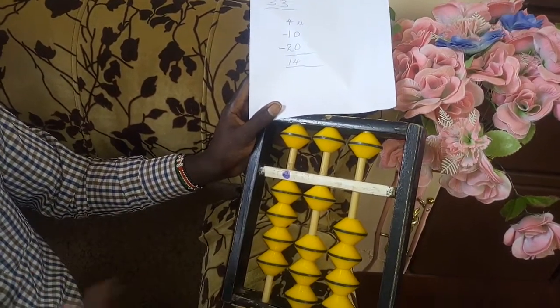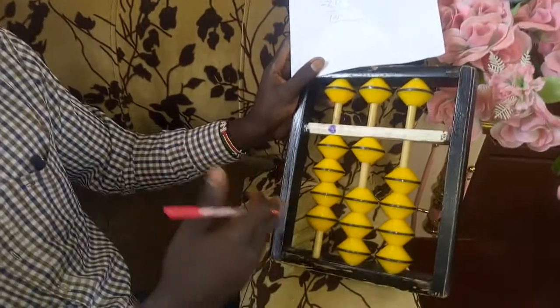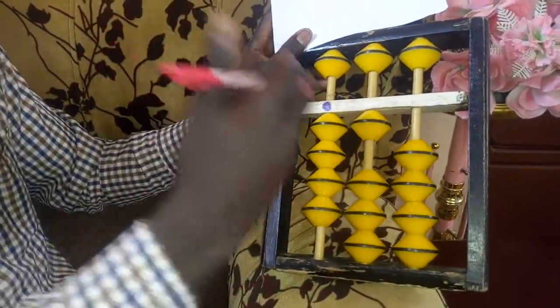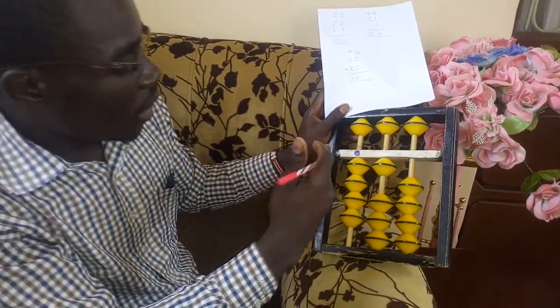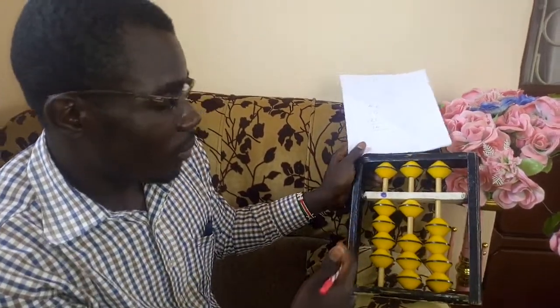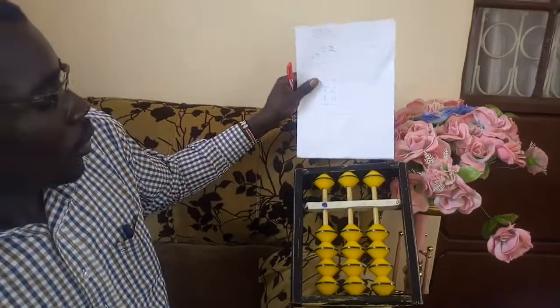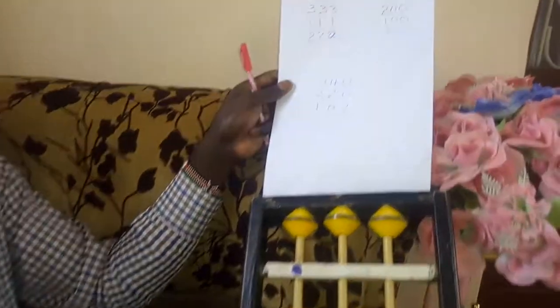As we continue with our classes, you will know more about how to add and how to subtract lower bits of double digits. Now, let's move to 3 digits. When we talk about 3 digits, it means we are going to deal with ones, tens, and hundreds. First I need to clear my abacus. I have several sums here. This one is 3 digits.